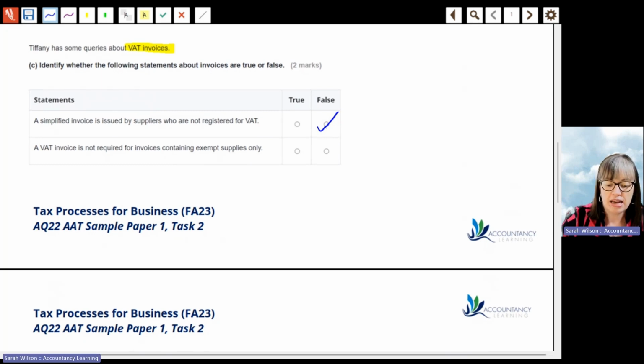The second one then, a VAT invoice is not required for invoices containing exempt supplies only. So remember, exempt means that no VAT is applied. So it's not zero rated, it's not standard rated, it's not reduced rated, it's exempt. So no VAT is applied. So therefore a VAT invoice is not required. So that would be true.